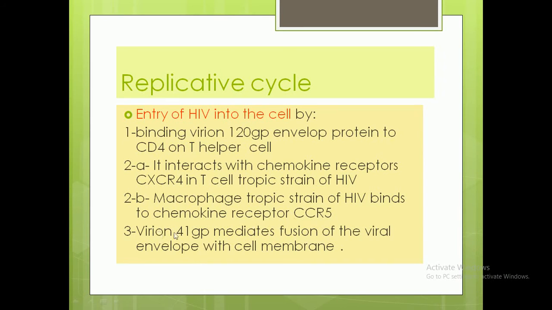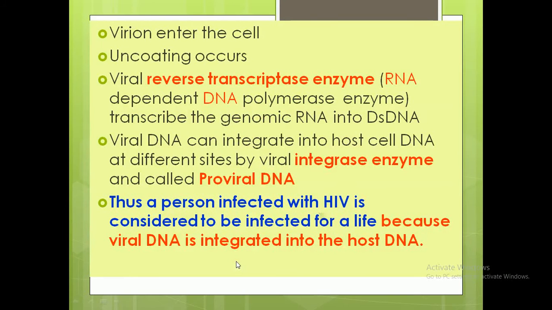In another step, the virion gp41 glycoprotein leads to fusion of the viral envelope with the cell membrane, and the virion enters the cell. Then uncoating occurs, and then the viral reverse transcriptase enzyme, which is the RNA-dependent DNA polymerase enzyme that synthesizes DNA from RNA, acts. The viral DNA can integrate into the host cell DNA at different sites by the viral integrase enzyme, leading to formation of proviral DNA.